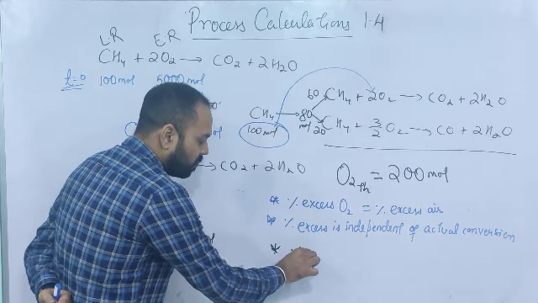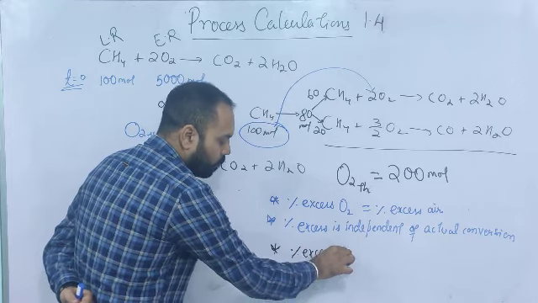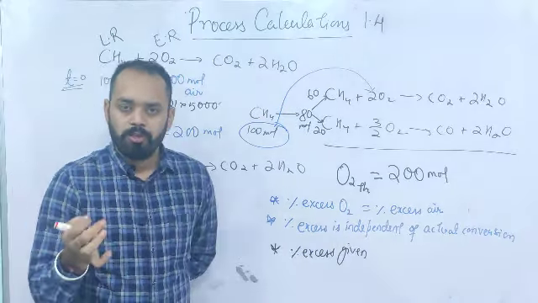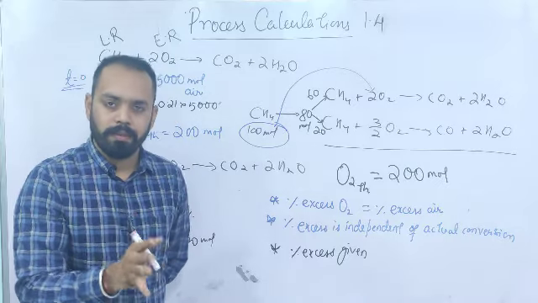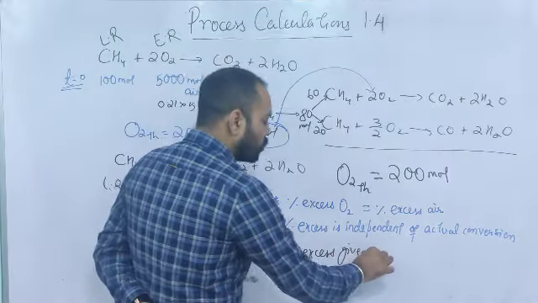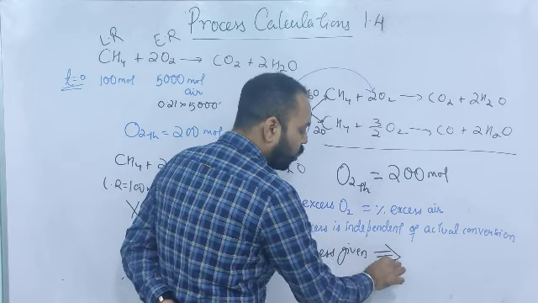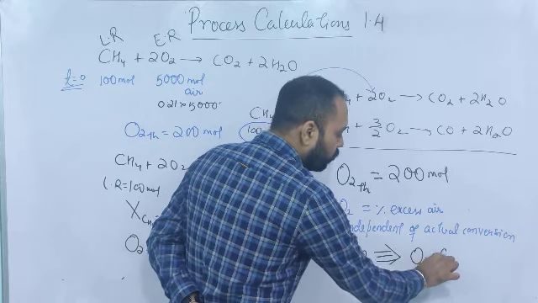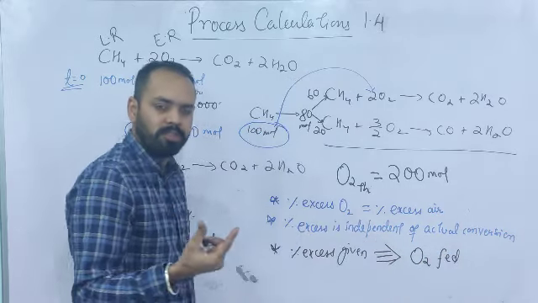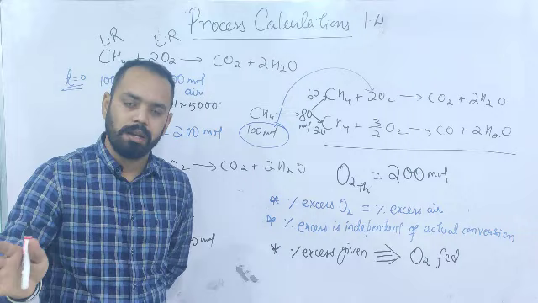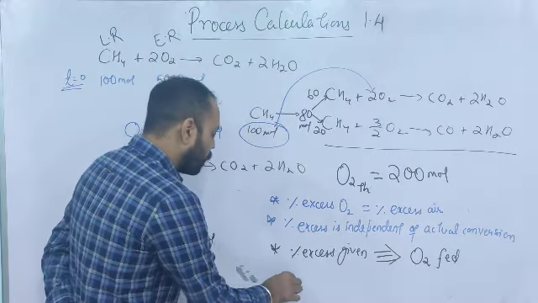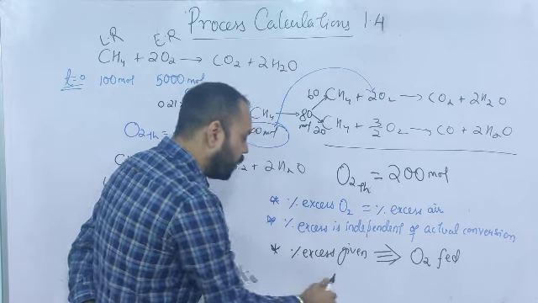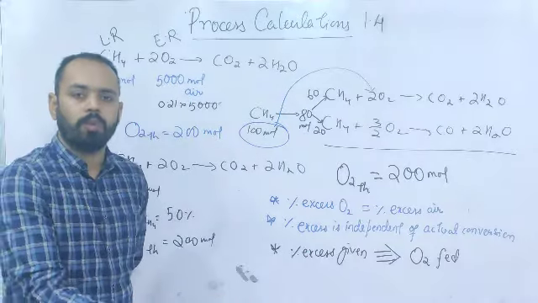Next point. If percent excess is given in any problem, what is its use? If the value of percent excess is provided in a problem, it should only be used, only and only, no other use, to calculate O2 fed. Why am I taking O2? Because I am assuming O2 is the excess reactant. There may be other reactants as well. If percent excess is given, you can calculate O2 fed. If O2 fed is given, you can calculate percent excess.